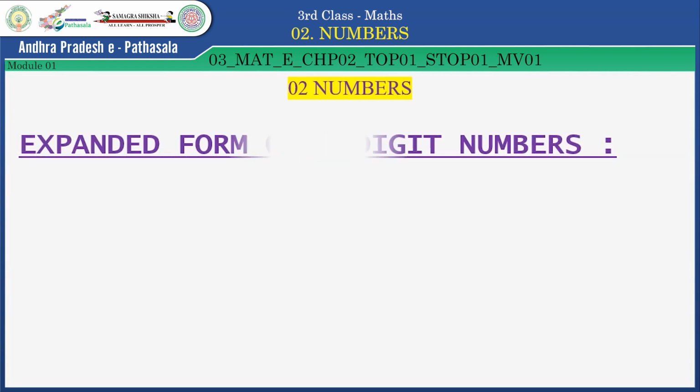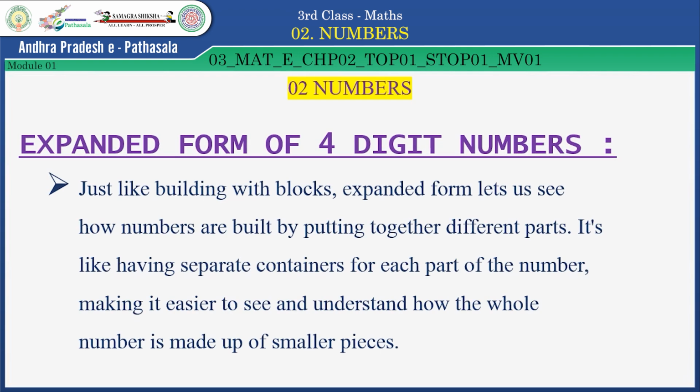Just like building with blocks, expanded form lets us see how numbers are built by putting together different parts. It is like having separate containers for each part of the number, making it easier to see and understand how the whole number is made up of smaller pieces. Now, let us understand with an example.